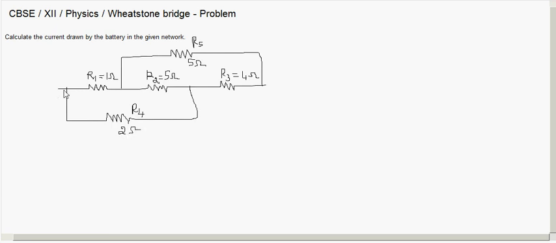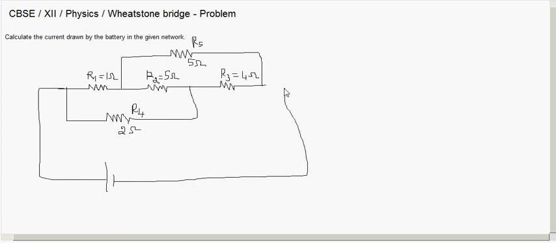And we have a battery connected to this network. The battery is of 4 volt. We need to find out the current drawn by the battery in this given network. Let us mark that current as capital I. To know this current, we first have to calculate the equivalent resistance of this combination. Here a complicated network is given. First let us try to understand how these resistances are actually connected.